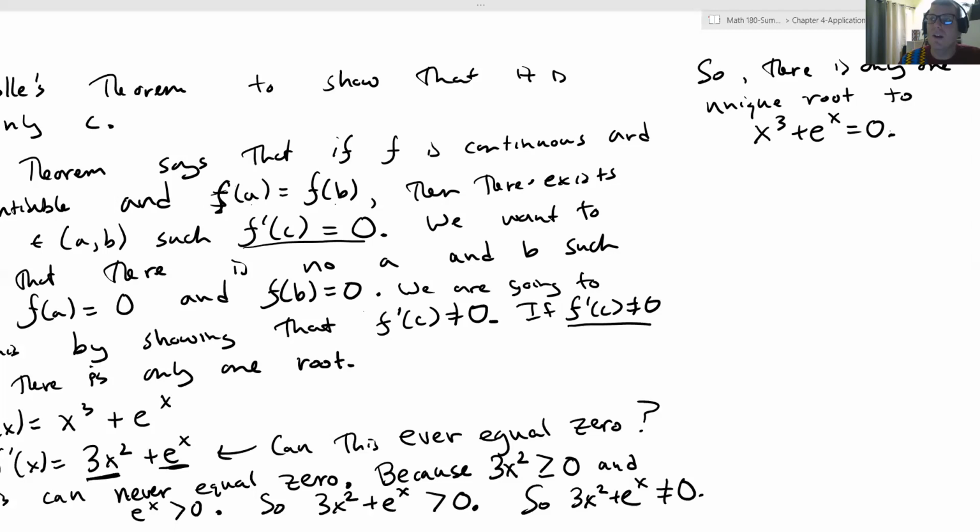It tells us what kind of derivatives we can expect on particular intervals. Okay, that's what the mean value theorem does. That's what Rolle's theorem does. It tells us what kind of values we expect on particular intervals. Okay, all right.